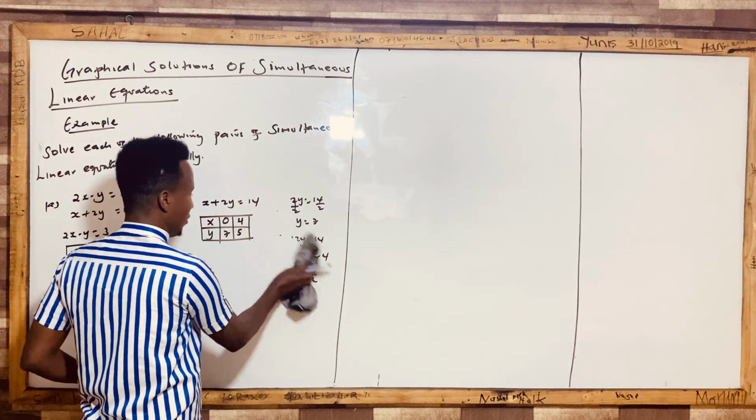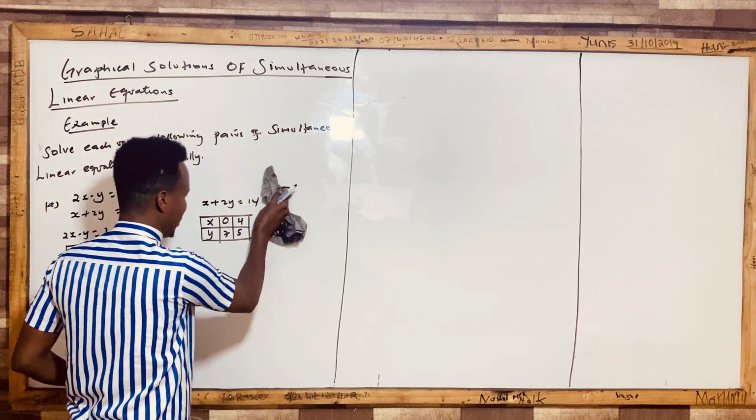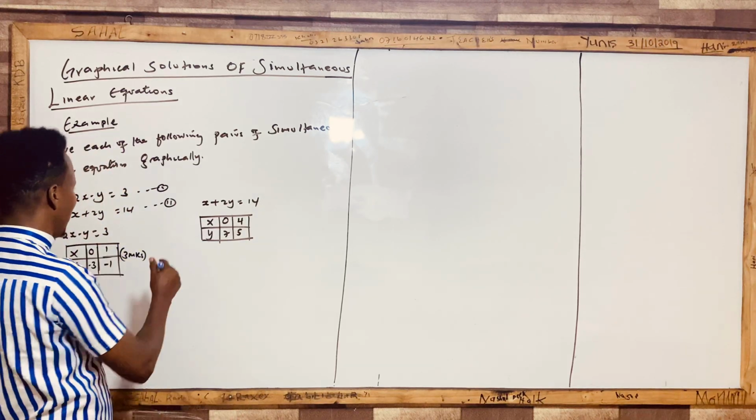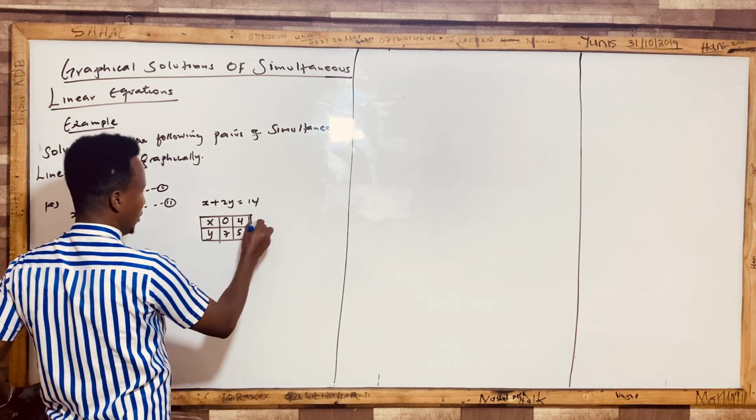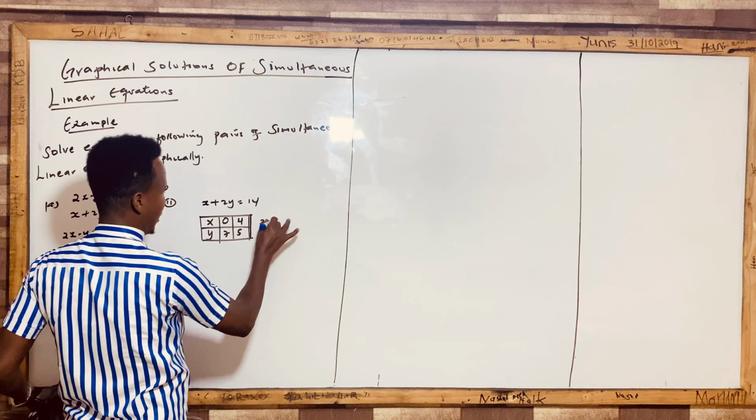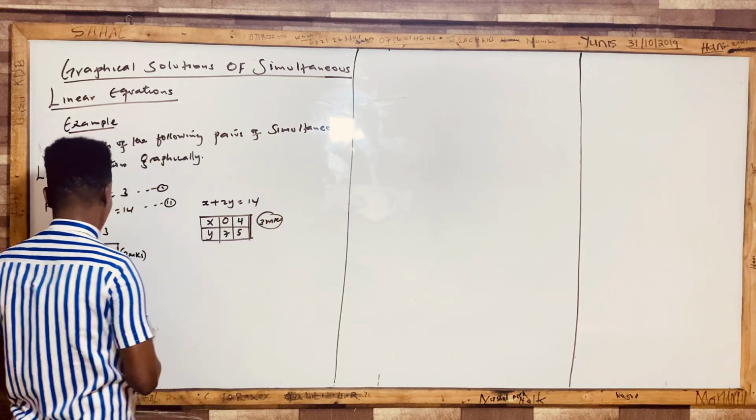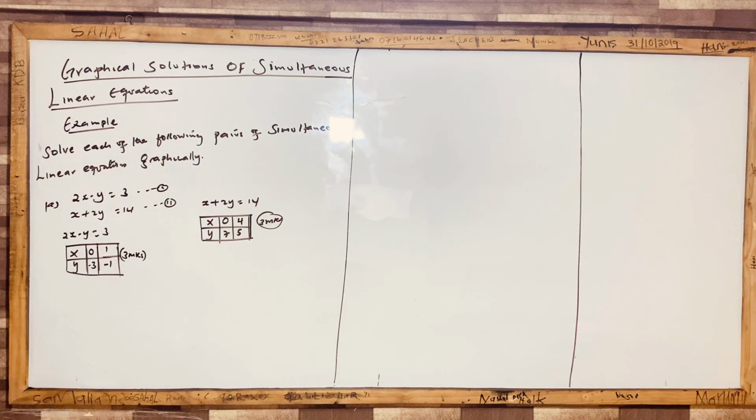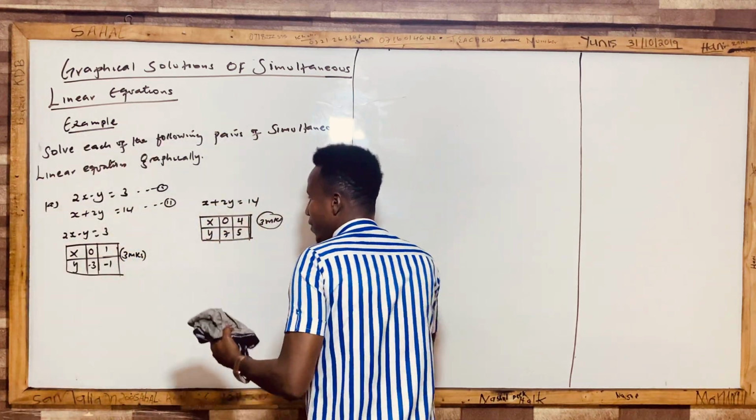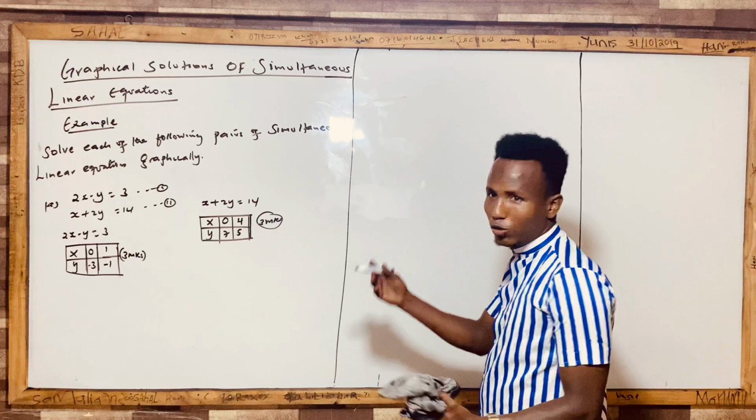So I'm done with this part. Again here I'll get 3 marks. So in total I'll have 6 marks. Then I will come here and come up with the 2 lines because I have the 2 tables.